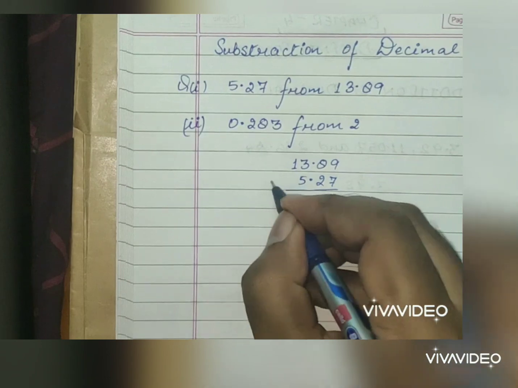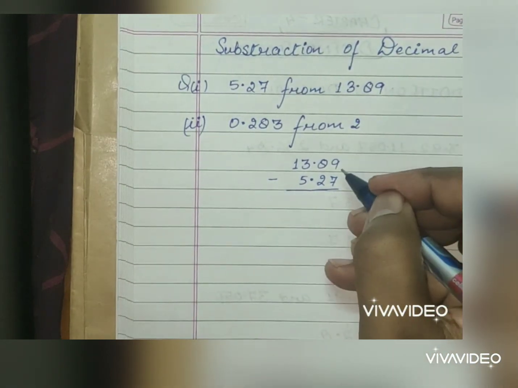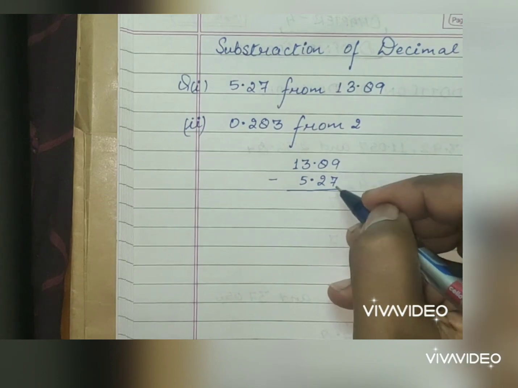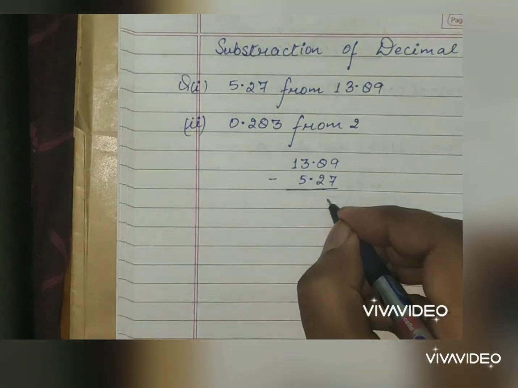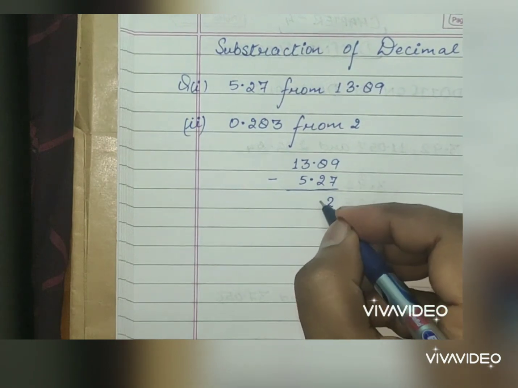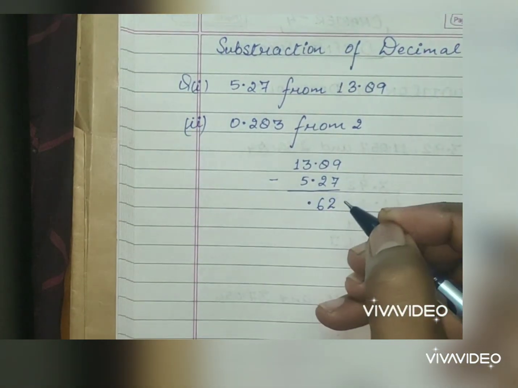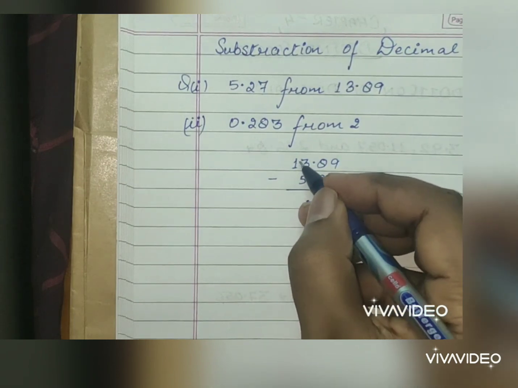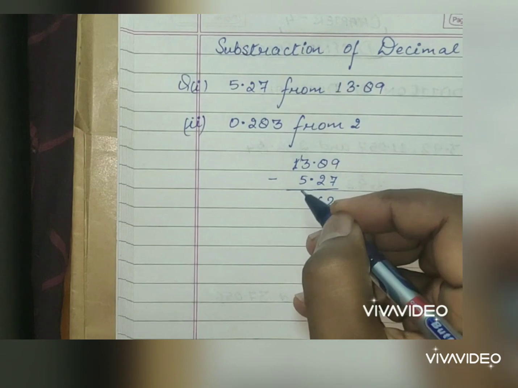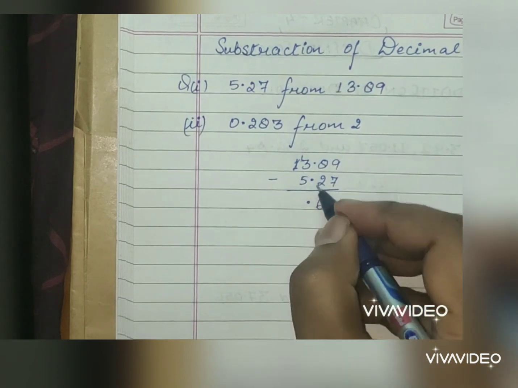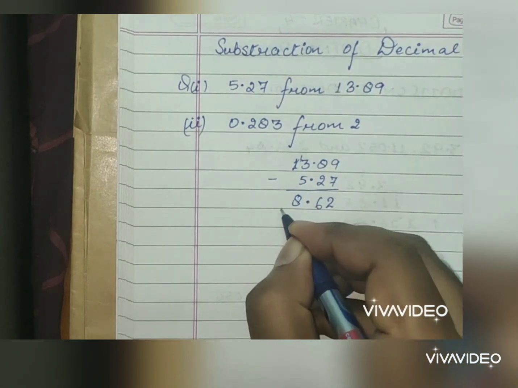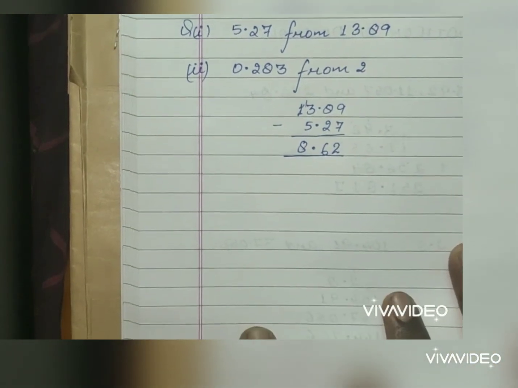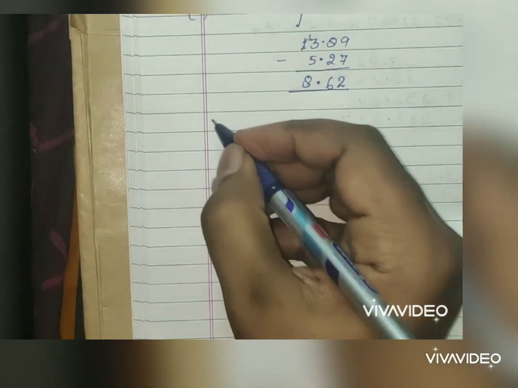So I have written it, put the subtraction sign. Now the subtraction will be started from the right side. So 9 minus 7 is 2 and 8 minus 2 is 6. Then the decimal will come. See, here is 3. But obviously you will carry it from here. Now 13 minus 5 will be 8. So your answer is 8.62. Clear? Let's see the second one.